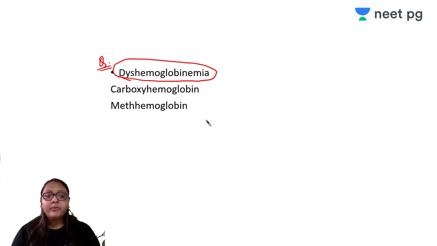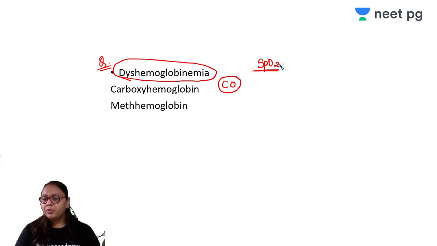In dyshemoglobinemias, if the patient is having carbon monoxide poisoning, can you tell me, in carbon monoxide poisoning, what will be the SpO2 value? What will be the SpO2 value in carbon monoxide poisoning? Okay, will it be high or will it be low? And if it is high, why is it so? And if it is low, why is it so?